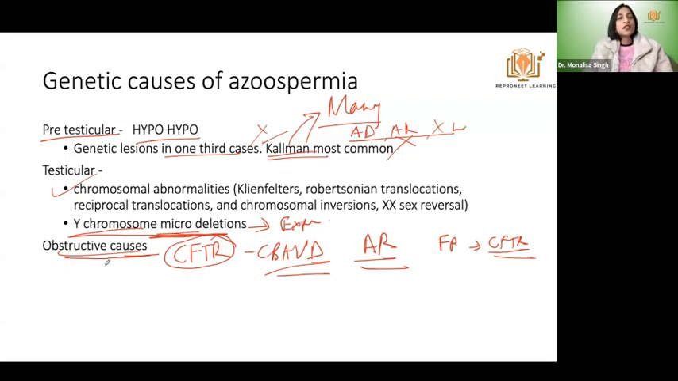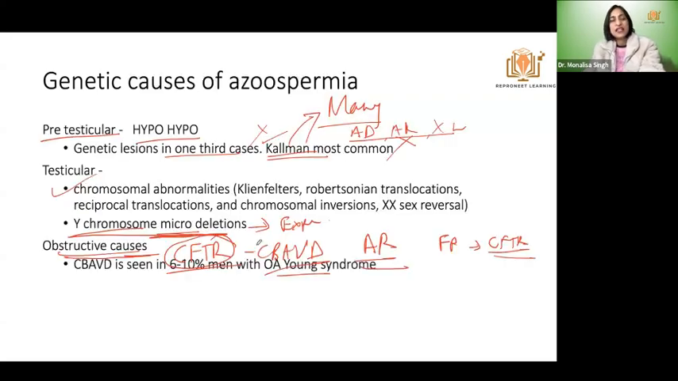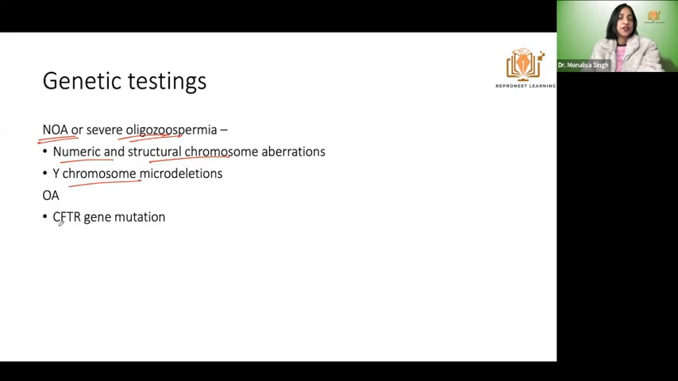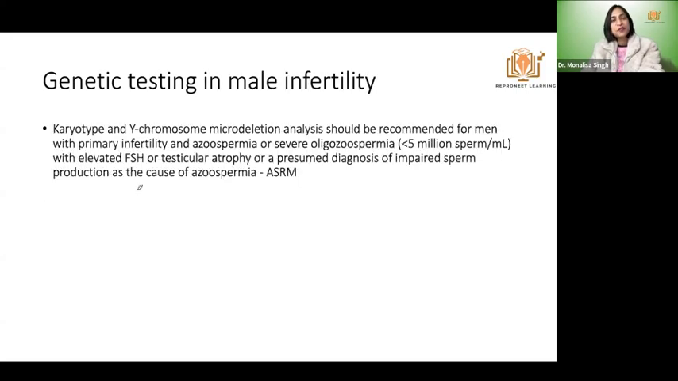So if obstructive cause is there, especially if vas deferens is absent or ejaculatory duct is obstructed, you will test for CFTR gene mutation. So these are the three genetic testings that we do. If it is non-obstructive azoospermia or severe oligozoospermia, numeric and structural chromosomal aberrations can be there, Y chromosome microdeletions can be there. And if it is obstructive cause, we are bothered about CFTR gene mutations.